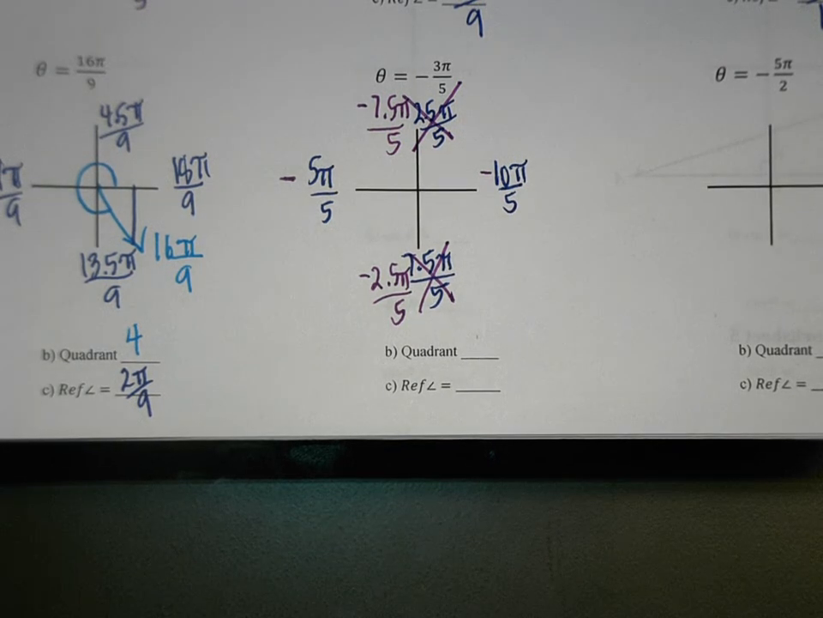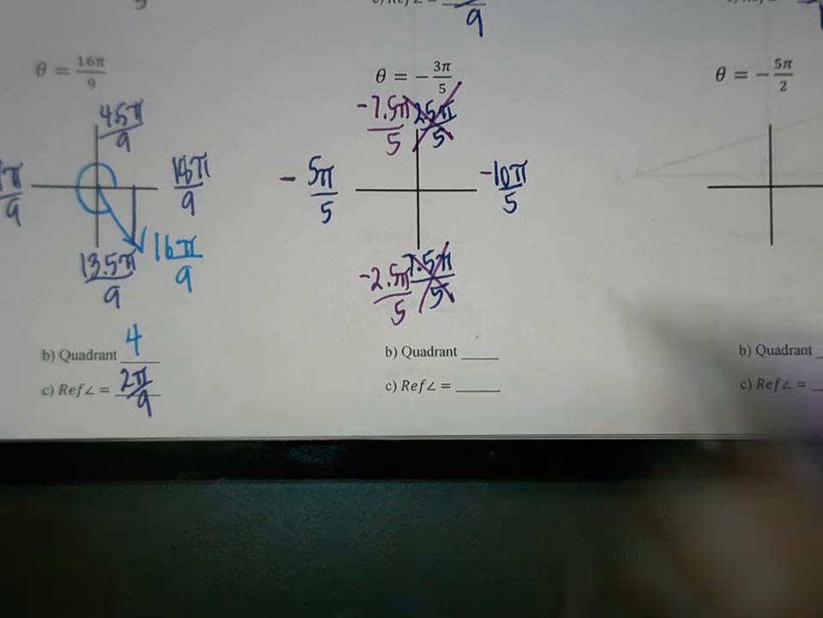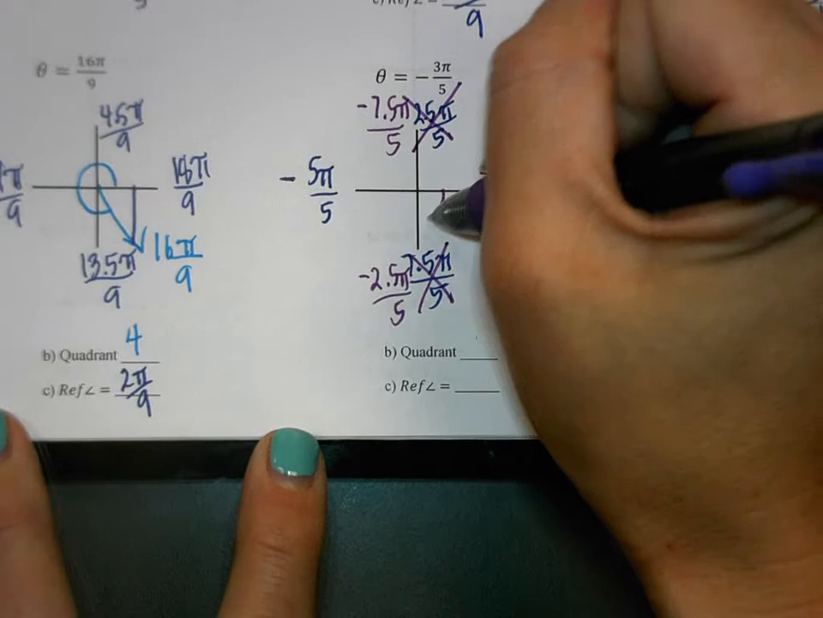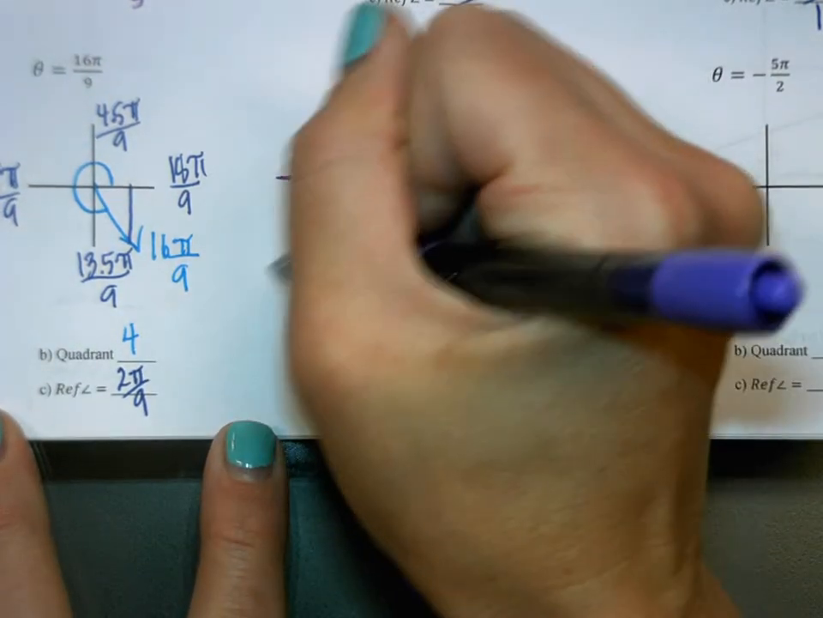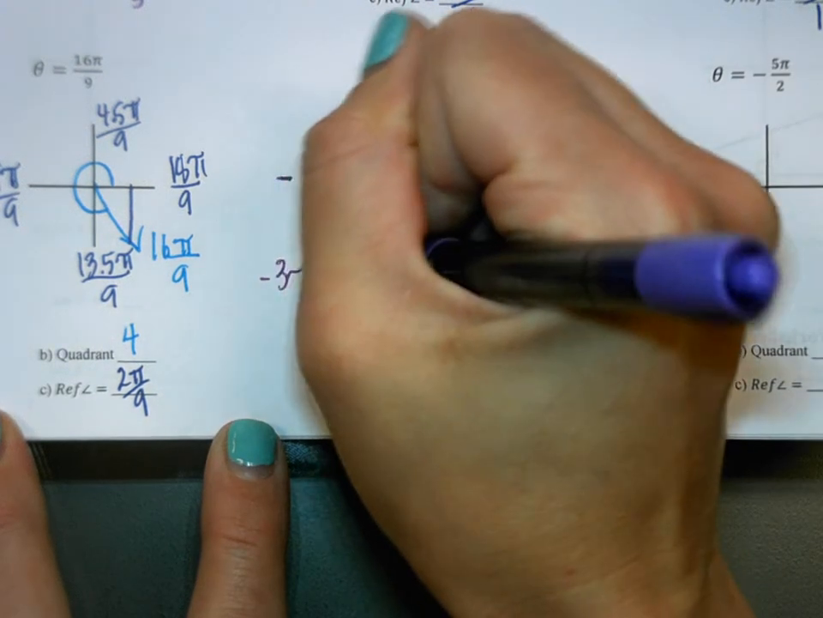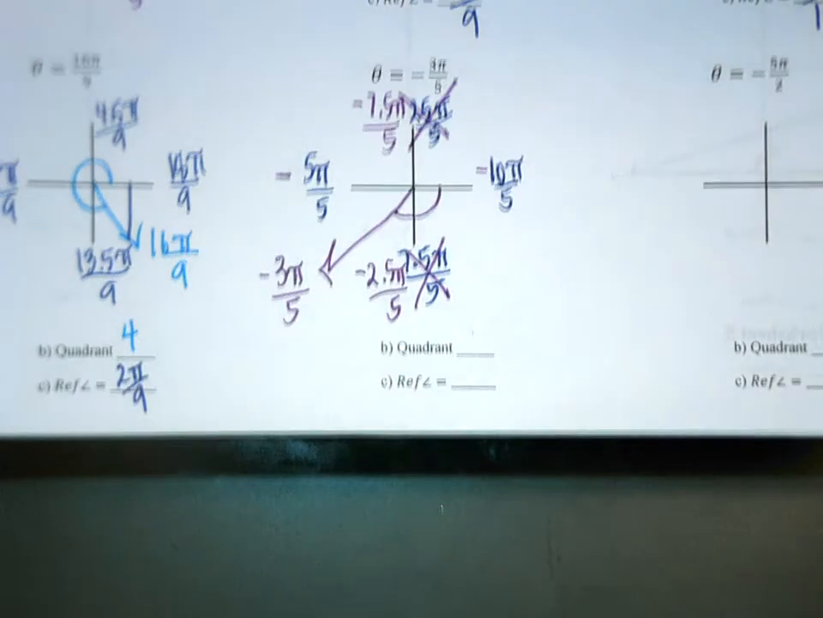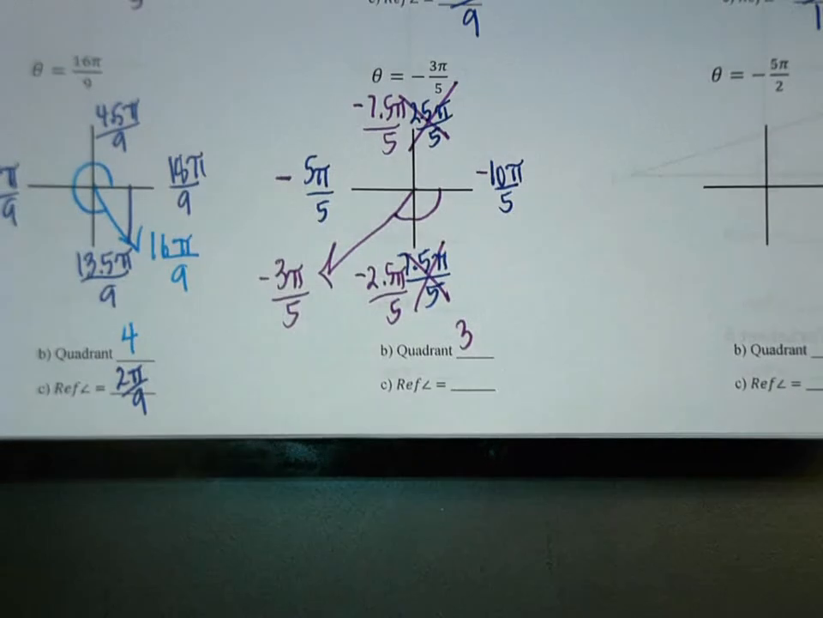Are we good? Okay, so which quadrant will negative 3 pi over 5 be in? Quadrant 3. Very good. It's going to end up in quadrant 3, so we're going to draw our standard position. This goes to quadrant 3. This is negative 3 pi over 5. Quadrant 3. And what would be my reference angle?